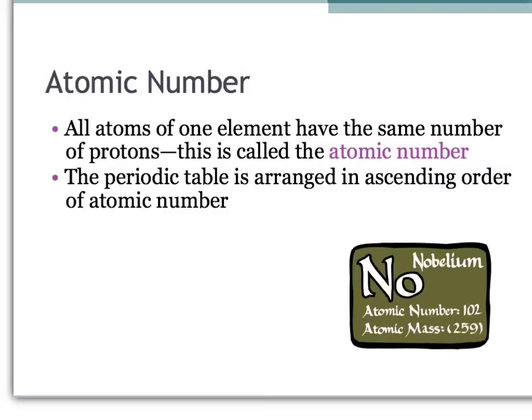So the first way that atoms are defined or characterized is by the number of protons that they have. You might remember from the last lecture, every element has a unique number of protons. That number is called the atomic number, and it is used to organize the periodic table. It's one of the ways, actually, I should say, that the periodic table is organized. Hydrogen has an atomic number of 1, and it's the first element on the periodic table.